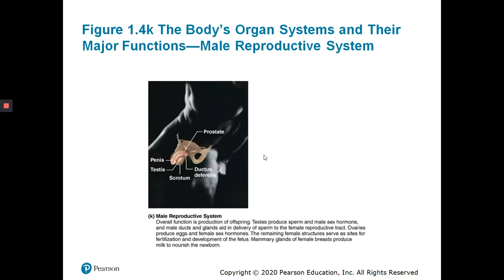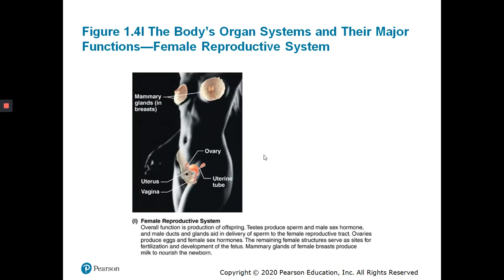The male reproductive system's job is to produce sperm, and that sperm's job is to unite with an egg in the female reproductive system to allow for us to make new human beings. So again, we produce what we call haploid sex cells. Both sperm and egg have half the number of chromosomes as a normal cell in the body, and when they unite, they create a full set of chromosomes that becomes the child that will eventually be born.